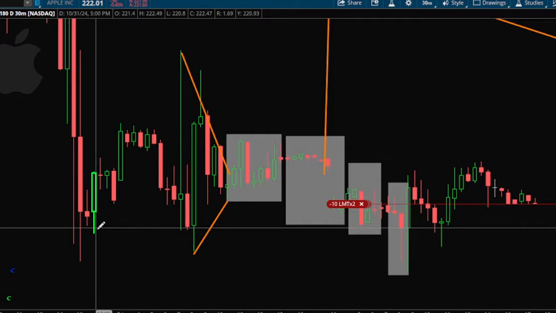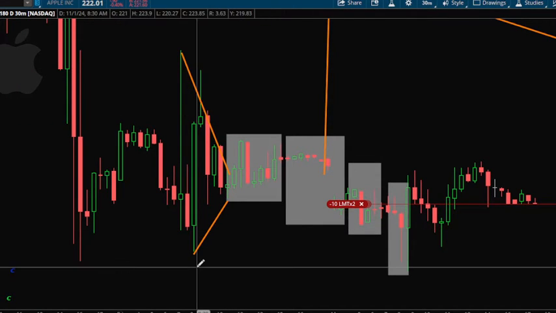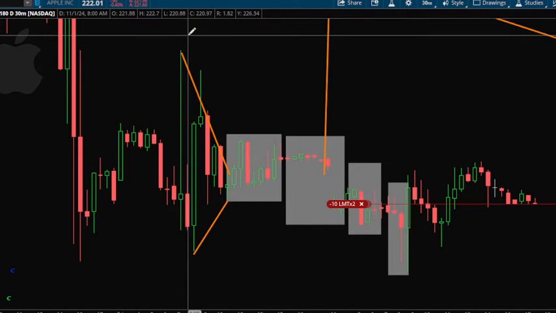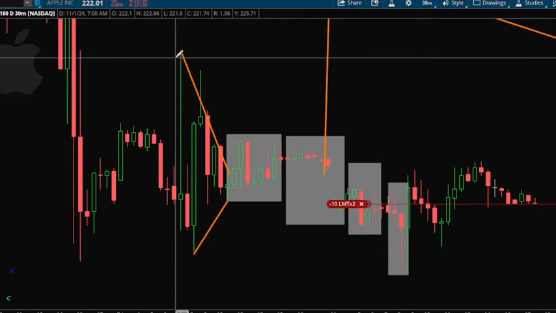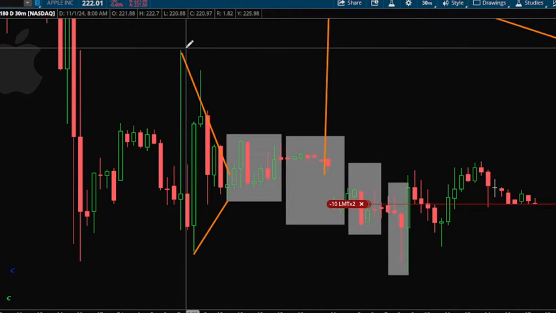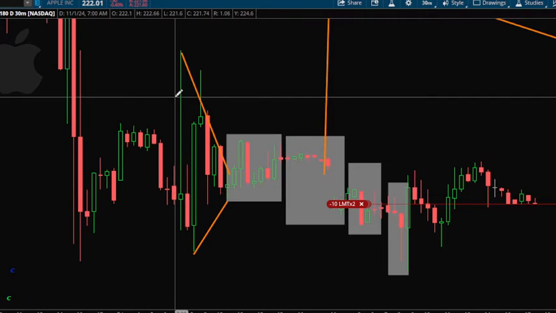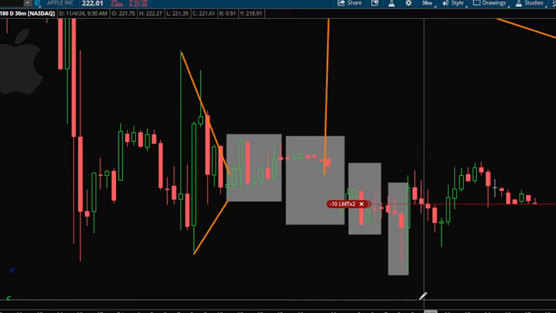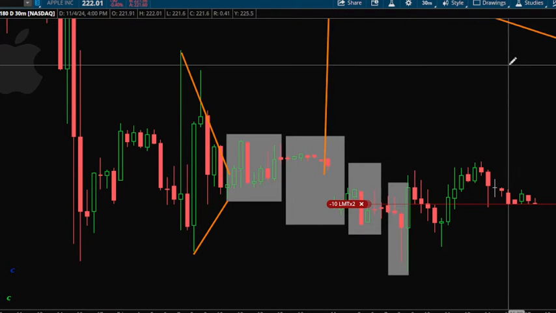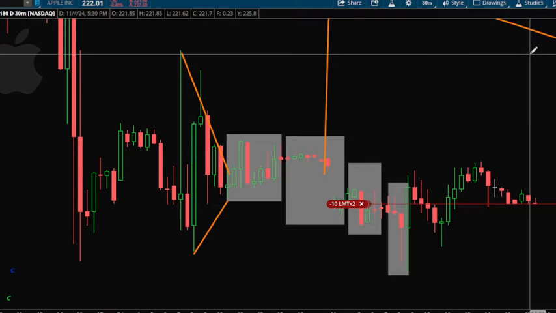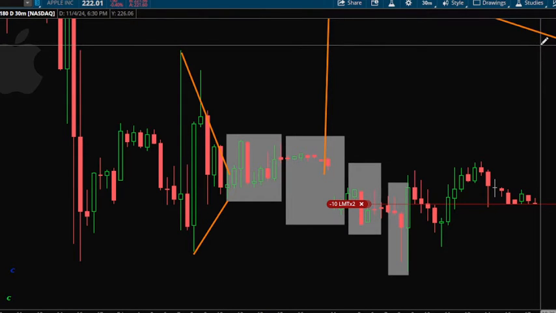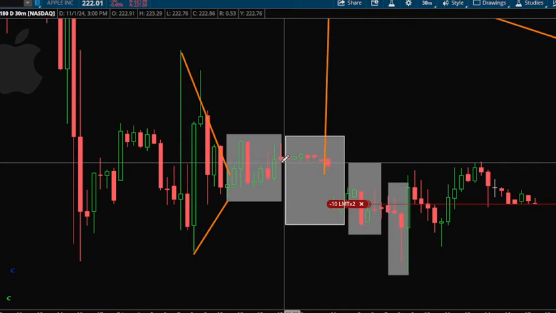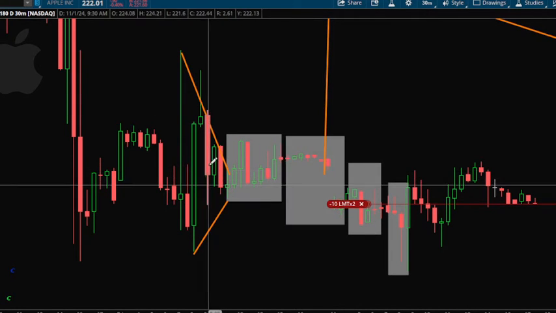So we've got a 1, 2, 3 up for a sub-minuet A, sub-minuet B, sub-minuet C. This gives you your minuet A. Okay, so now this is where it gets tricky. So we're looking for a minuet A and a minuet B to finish the minuet B leg up. This right here it looked like a complex correction inside of a triangle.